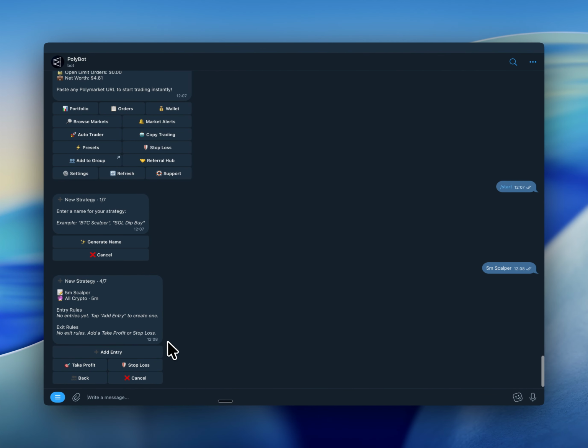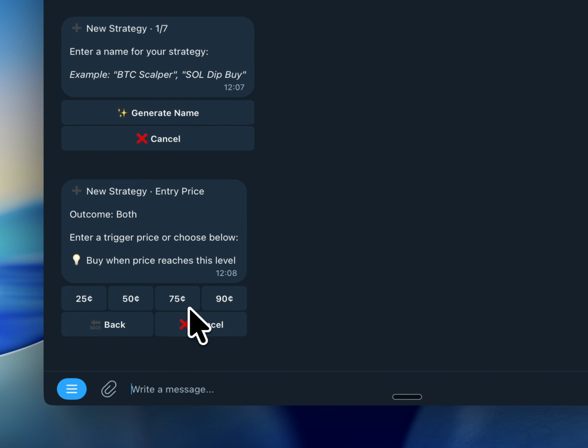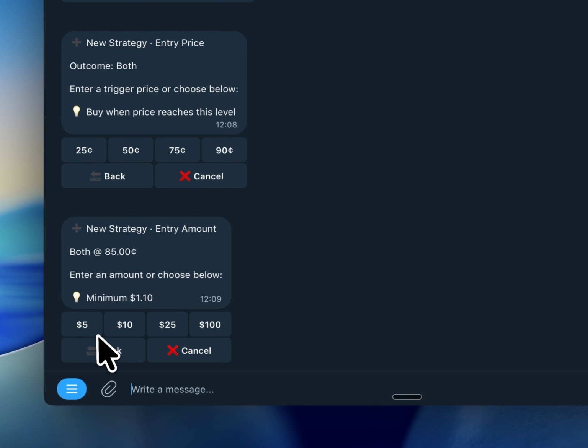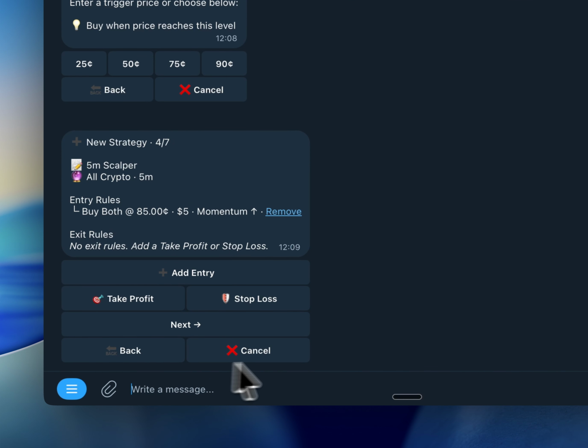Step 4. This is where the strategy comes together. First, the entry rule. I'm buying both outcomes, setting the trigger at 85 cents, picking momentum, and choosing upward, which means it only buys when the price moves up through 85 cents. Amount $5 per entry. Then the exit rules.